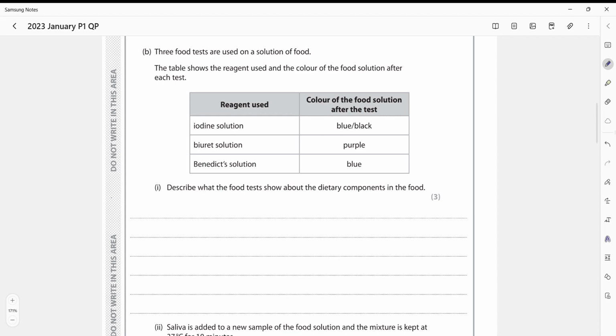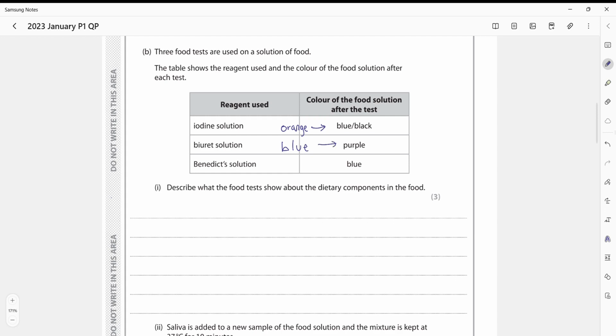Alright, 3 food tests are used on a solution of food. The table shows the reagent used and the color of the food solution after each test. So let's go through them one by one. So iodine solution is responsible for testing for the presence of starch. The original color, I'm just going to write it down here, is orange-brown, and it is blue-black when starch is present. The second one is the Biuret solution, so that's responsible for testing for proteins. So the original color is blue, and when proteins are present, it would turn purple or lilac.